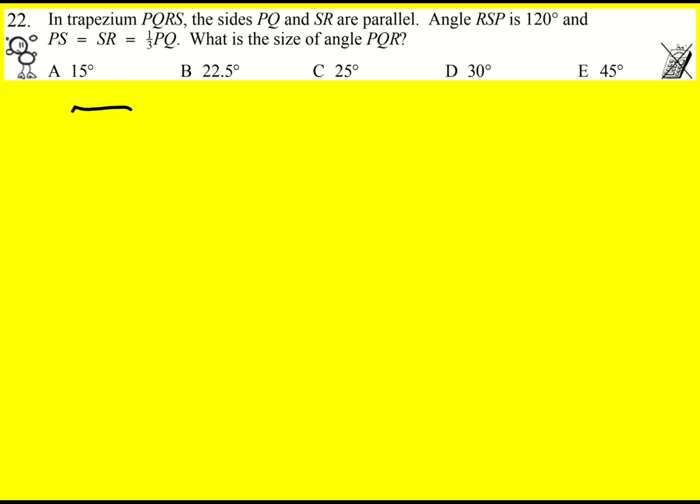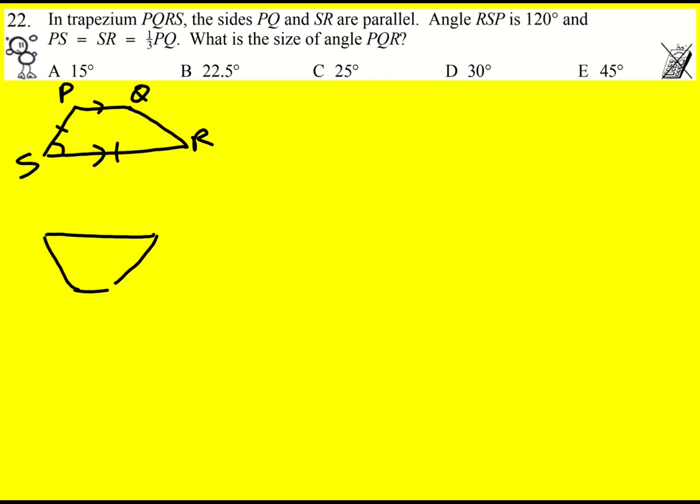Half the battle in this question is getting a good diagram down. So I just drew a trapezium, made these two parallel, called it PQRS. But then I ran into difficulties because it says RSP is meant to be 120, but here I've got an acute angle, and then PS is meant to equal SR, and it's meant to be a third of PQ. So I've not labeled it correctly, or equivalently, I've not put the trapezium in the right orientation. I could put it upside down, and then it would work, but actually I'm just going to change the labeling.